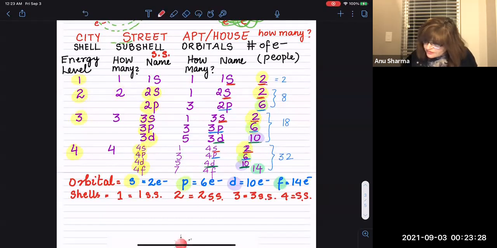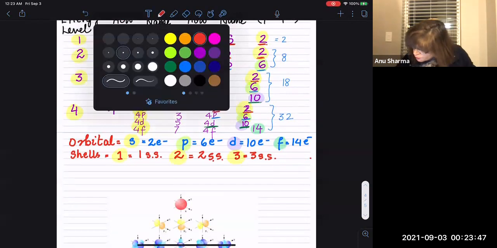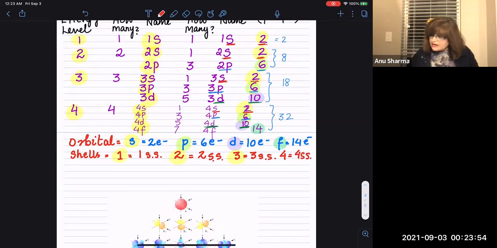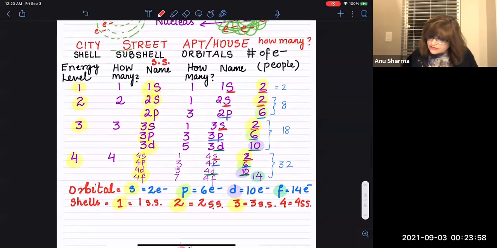So this one is this. That's 1, 2, 3, and 4, and that many subshells. 4 is equal to 4 subshells. I didn't write here 4 subshells. Okay, 4 will contain 4 subshells.